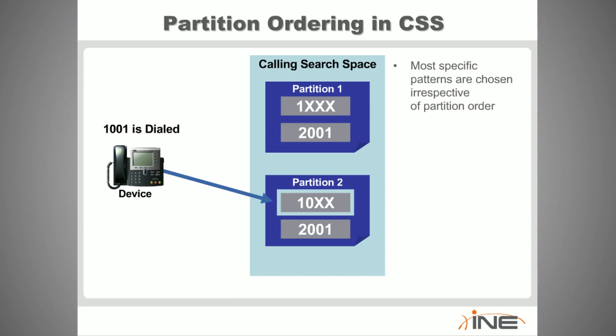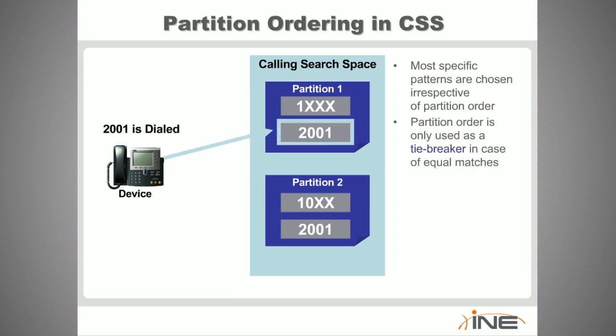It does not matter the order that the partitions are in, as long as there is a longest match. The longest match will always be chosen regardless of what partition it's in. I should say, it doesn't matter what order the partitions are in. You have to, as we just talked about, have the partition or the directory in your calling search space, or in your filing cabinet, but it doesn't matter the order.